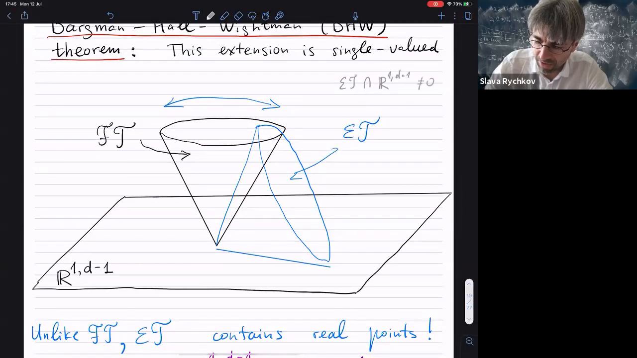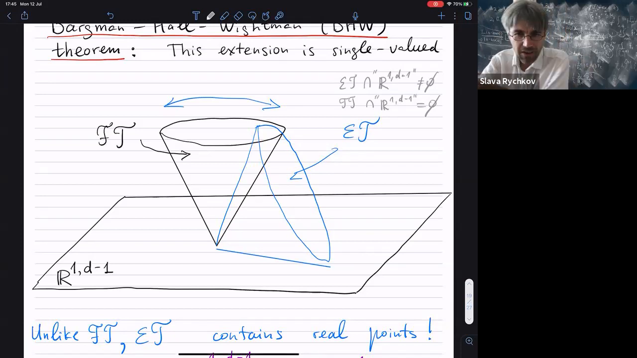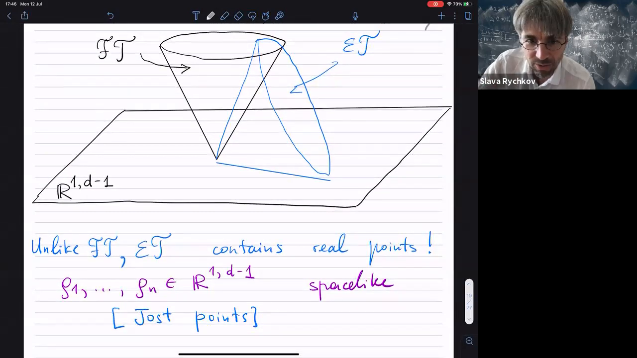So what I want to say is that the extended tube has a non-trivial intersection with Minkowski space itself, while the forward tube, of course, has trivial intersection. Strictly speaking, I have to write here not just Minkowski space, but the space of n-point configurations and so on. But this has an amazing consequence: every point which lies both in the extended tube and in Minkowski space, if you manage to find such a point, it means that the Wightman function is going to be analytic there.